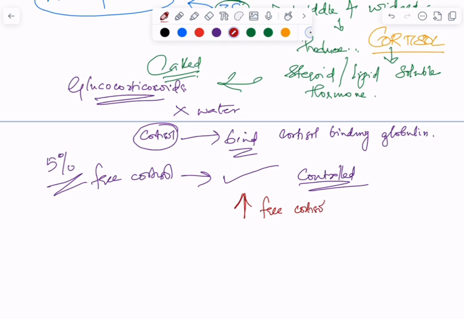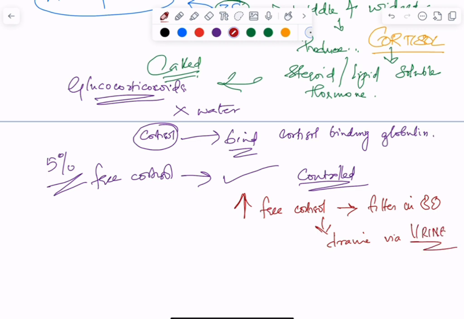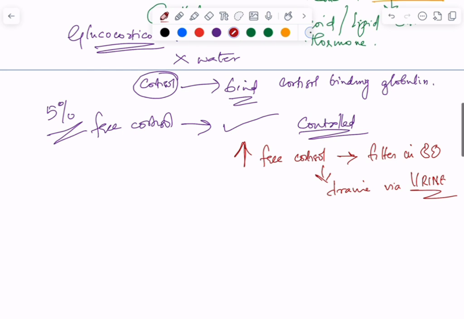Excess free cortisol gets filtered in the kidney and dumped into urine. So only 5% is active. If an excessive amount of free cortisol is present, it will go to the kidney and be dumped via urine. Free cortisol is part of the circadian rhythm, like morning and evening.